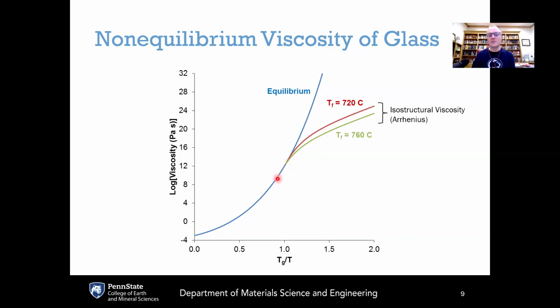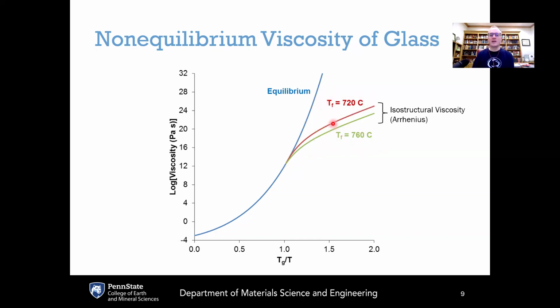If you cool the system quickly, you'll end up with a higher fictive temperature. So this green curve here shows a fictive temperature of 760 degrees Celsius. This corresponds to a fast-cooled system. If you take the same supercooled liquid and cool it more slowly, you'll end up with a lower fictive temperature, which in this case is 720 degrees Celsius.